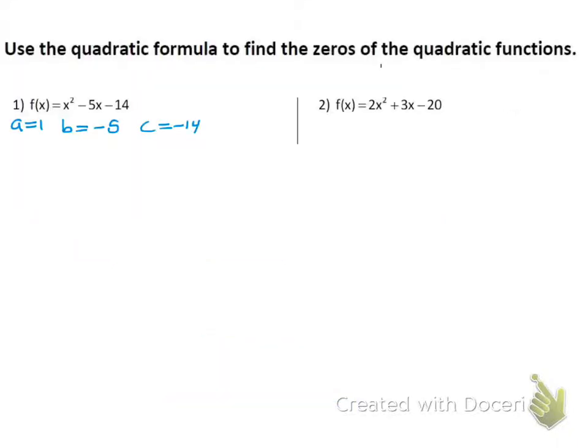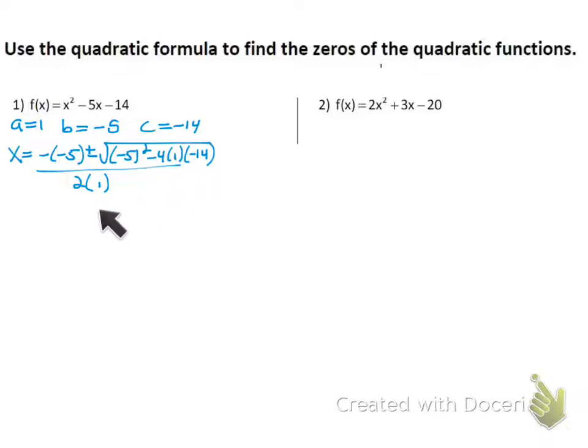Like I said, every time I start a problem, I start out by listing what A, B, and C are. From there, then, I'm going to substitute. And when I substitute, I should get this. Notice every time I substitute in here, I do it inside parentheses. Negative B plus or minus the square root of B squared minus 4AC all over 2A.